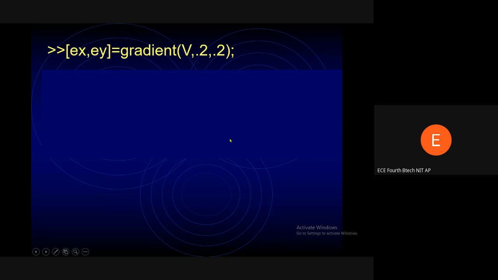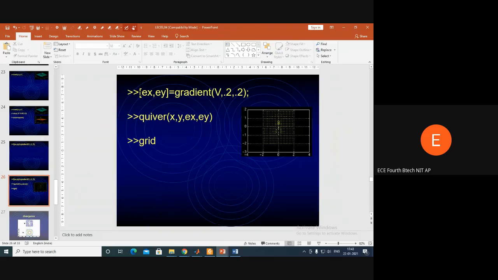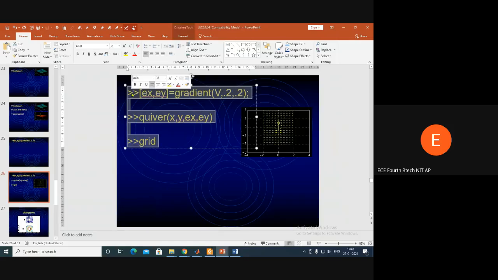Once we complete this task of plotting this, when we calculate the gradient, we are going to get two arguments, Ex and Ey. Ex and Ey will give you the component in the x direction and the component in the y direction. So how much component is there in the x direction, how much in the y direction. If you pass Ex and Ey to quiver, you can check in which direction the function is going more. Let me run this and show it to you.